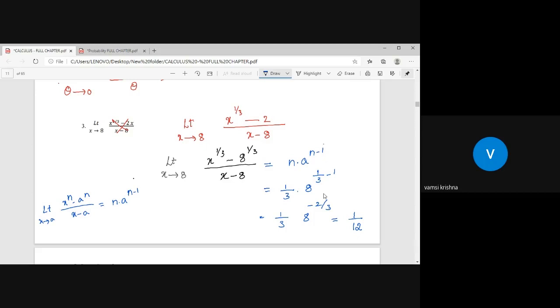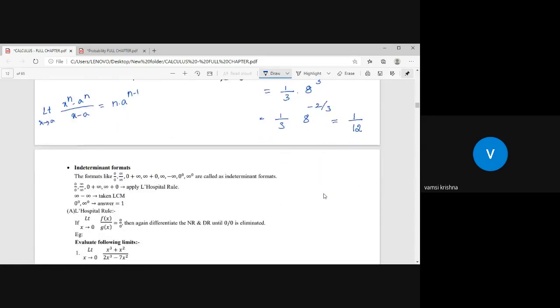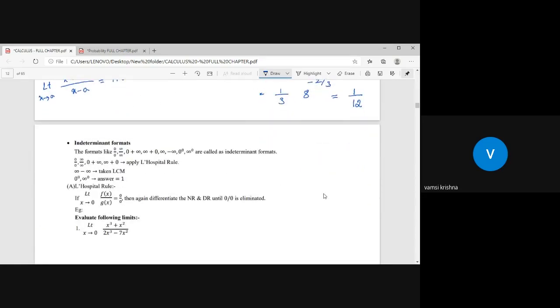Okay, students, these are the limit evaluation questions. And after that, this is a very, very important area in our limits, that is indeterminate forms.